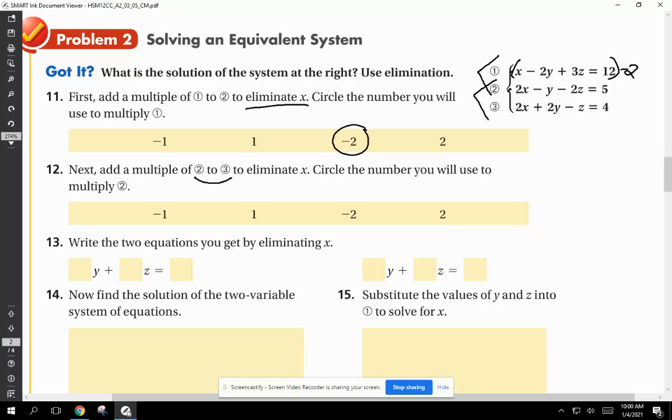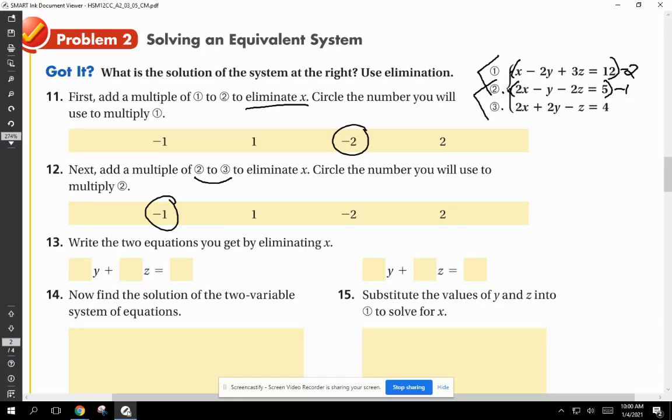Circle the number you will use to multiply the second question by. So you're going to multiply this top one, right, by -1 in order to add these together to get rid of it, right? The second and third equations right here. So that is an option.